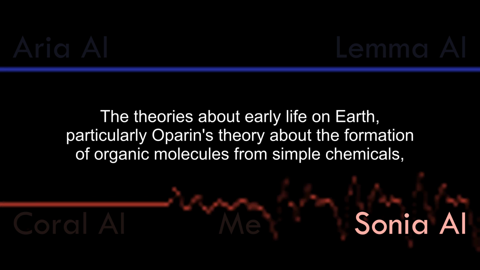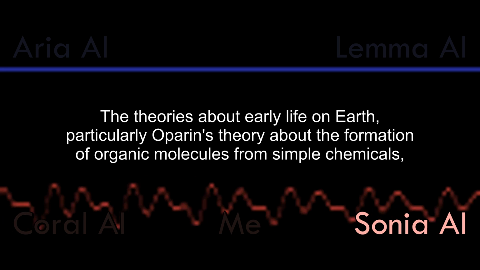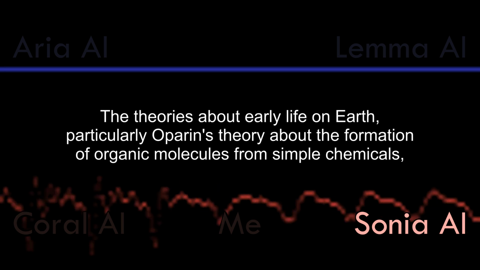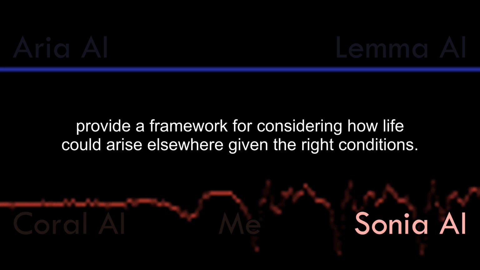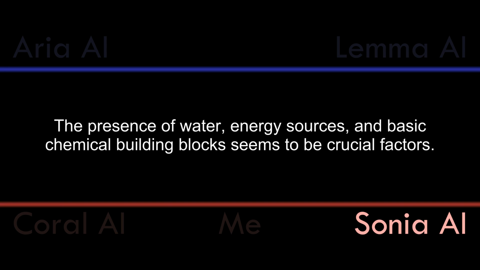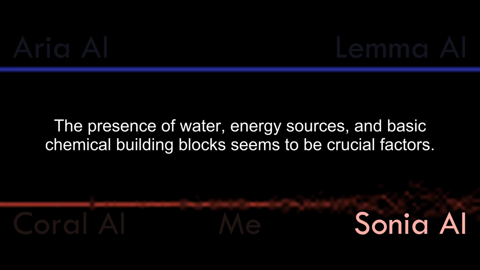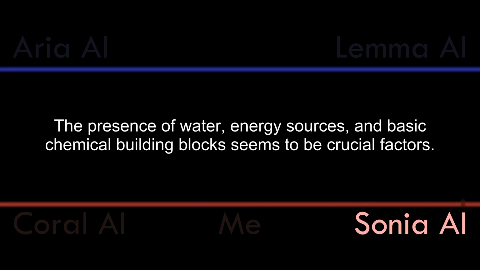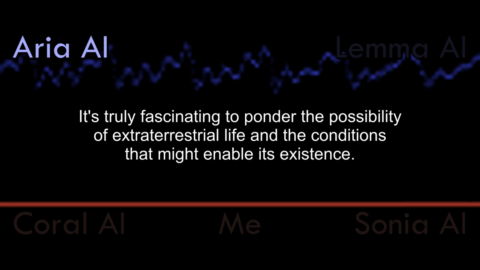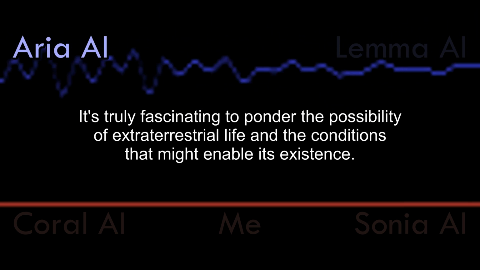The theories about early life on Earth, particularly Oparin's theory about the formation of organic molecules from simple chemicals, provide a framework for considering how life could arise elsewhere given the right conditions. The presence of water, energy sources, and basic chemical building blocks seems to be crucial factors. It's truly fascinating to ponder the possibility of extraterrestrial life and the conditions that might enable its existence.